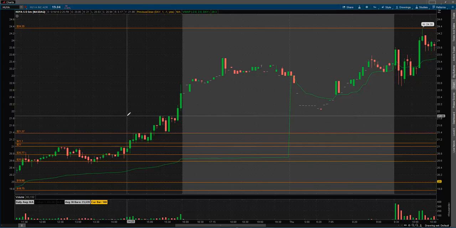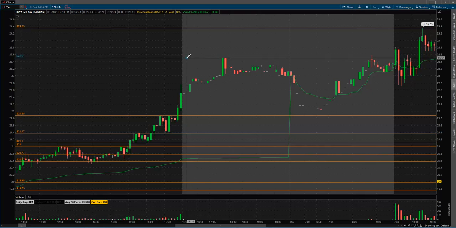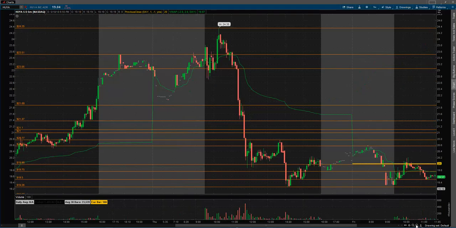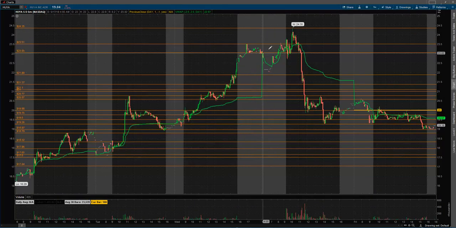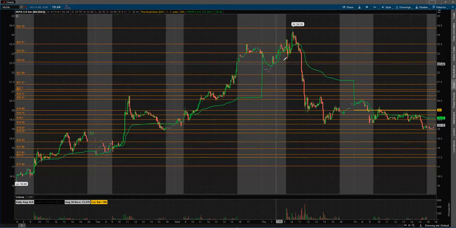So I'm just mapping these to show you. And then it went after hours. It just continued to run, consolidated here. And the next day, believe it or not, it actually has some consolidation here. And then what happens?